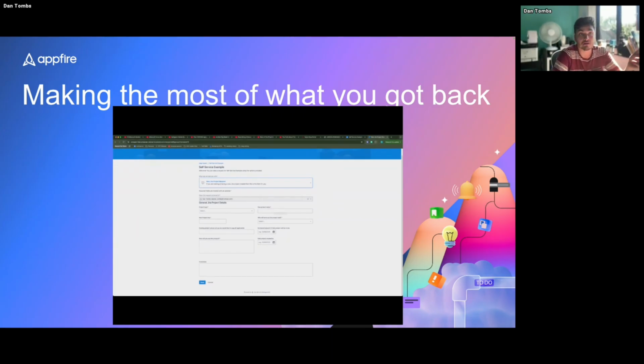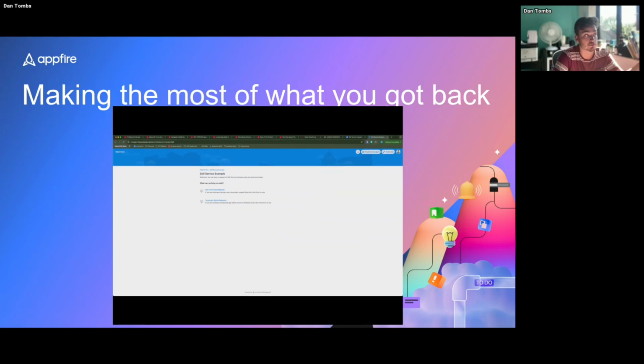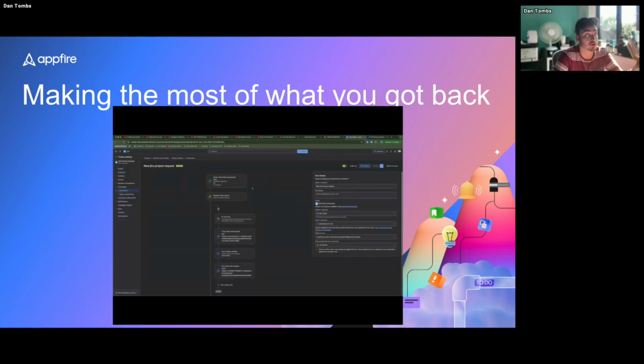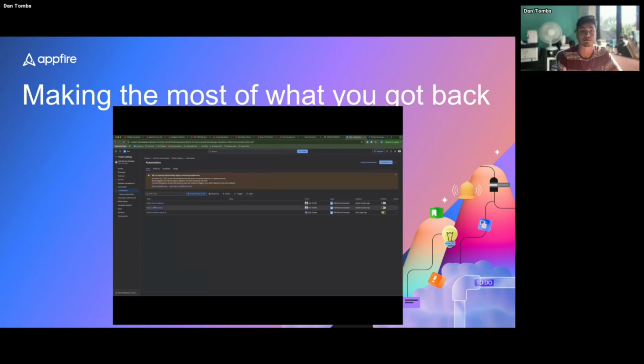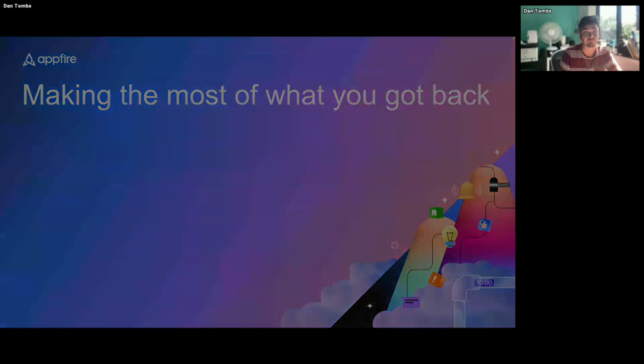What you're seeing here is something that we actually did with our time back. We created a self-service portal where customers, or our internal customers, our users, were able to request things automatically without us having to get involved. So things like adding users to groups, or creating temporary admin access, or new projects, or archiving projects, and all of those things. We really got the most out of what we had back by just understanding where we were today.